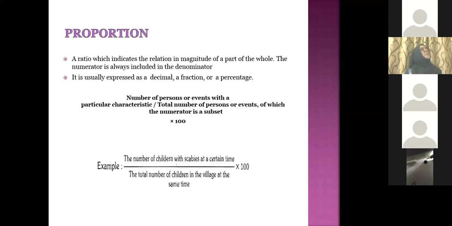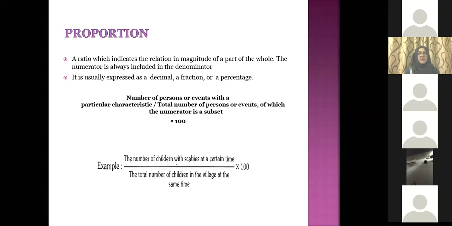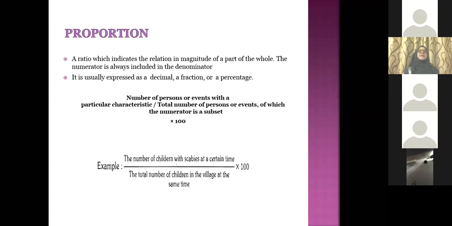Then you have proportion, which is another morbidity measure. Proportion is a ratio which indicates the relation and magnitude of a part to the whole. The numerator is always included in the denominator, because for a ratio, the numerator may or may not be related to the denominator. But for a proportion, it is important for the numerator to be a part of the denominator, and it is usually expressed as a decimal fraction or a percentage.